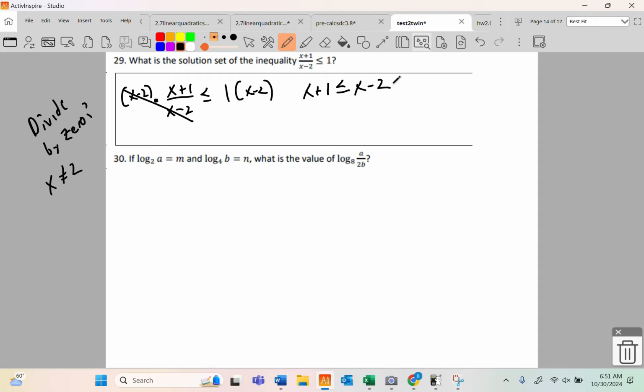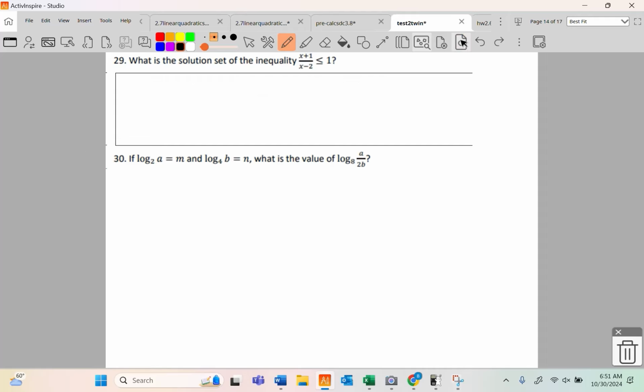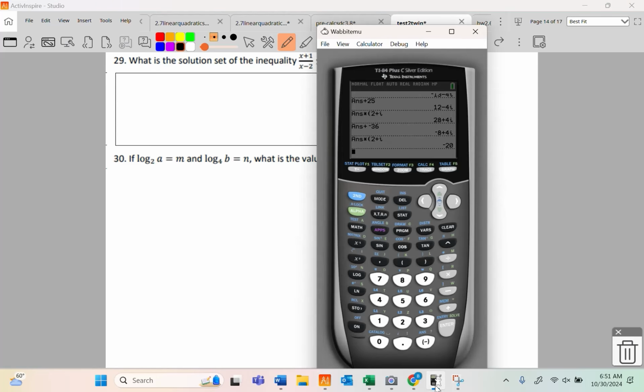Okay, so plan B is look at a graph. There's lots and lots of ways of doing this. Some old school techniques are to make tables, but I don't feel like doing any of that. You got x plus 1 over x minus 2.